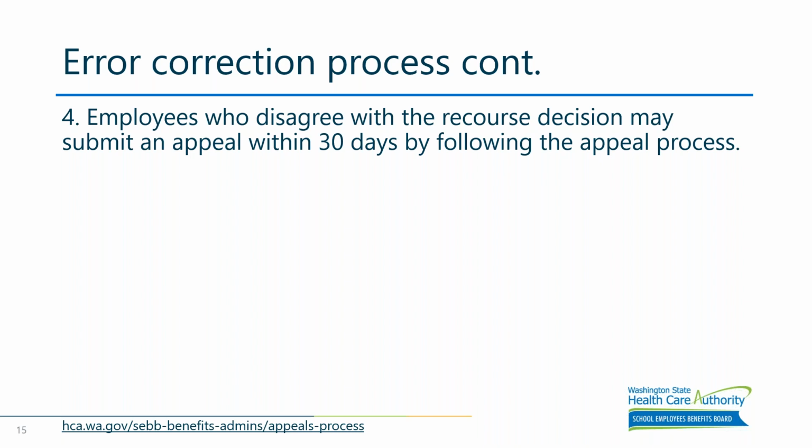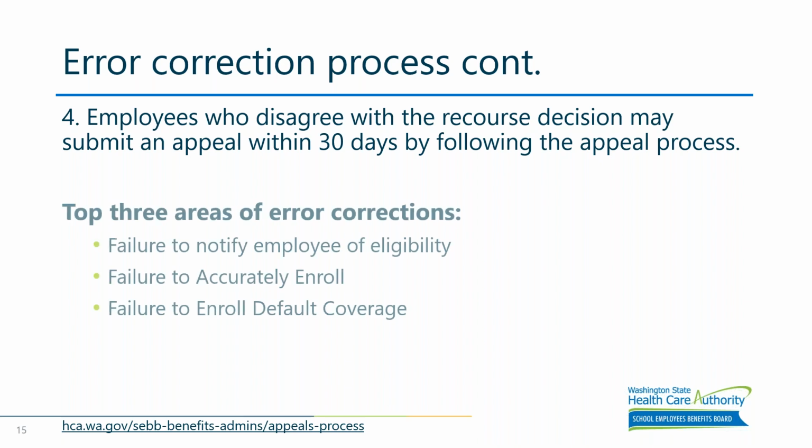So what might be some of the common errors that we're seeing in the SEBB program? These are the top 3 error corrections that we're seeing. One is a SEBB organization failed to notify an employee of eligibility for SEBB benefits. Another is the SEBB org failed to accurately enroll the employee, their dependents, or in the correct plan. And the last one is that they failed to enroll default coverage for the employee. Now, if an employee is put into SEBB My Account and they don't make any elections within that 31-day enrollment period, on day 32, they will be automatically defaulted.